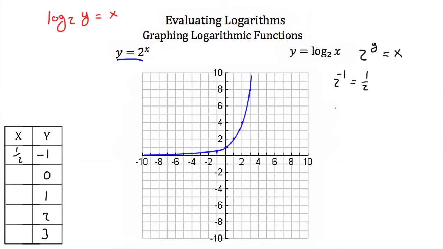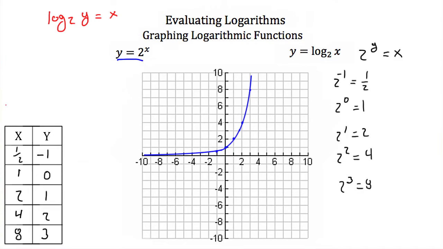If I plug in 0 for y, I'll have 2 to the 0, and that's equal to 1, so my x will be equal to 1. If I plug in 1 for y, I'll have 2 to the first power, and that's equal to 2. So my x would be 2. Next, I'm going to plug in 2 for y. I'll have 2 squared. That's equal to 4. And then lastly, I plug in 3 for y. I'll have 2 cubed, and that's equal to 8.